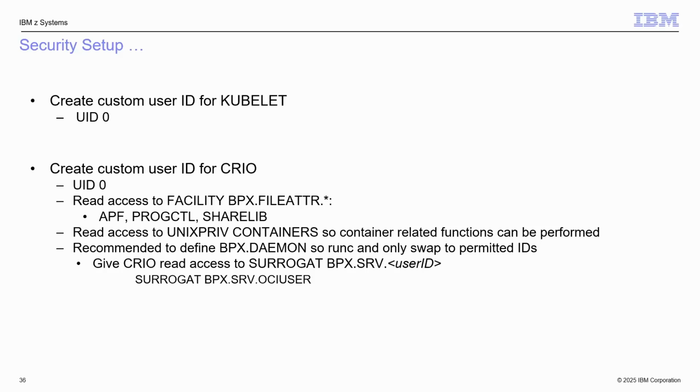And what this does is it will make it so that runc can only swap to IDs that have been explicitly permitted. So that surrogate class that we defined on the last page, that class comes into play here, where if we give Cryo read access to that, then runc will only be able to swap to OCI user when running a container. And all containers will be run as OCI user at this point.